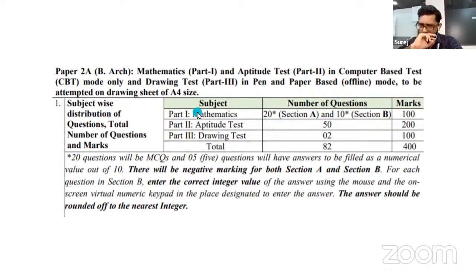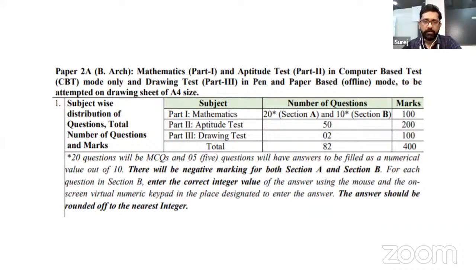Now, these are things that we had covered already. There would be 3 parts: part 1, part 2, and part 3. Part 1 would be mathematics, wherein you have 20 and 10 questions. 20 questions from section A for multiple choice questions, and 10 questions, which would be numerical value questions. Now, part 2 would be aptitude, which would include architecture awareness-based questions or non-verbal reasoning-based questions. There would be 50 of them. And part 3 would be drawing test, wherein you have 2 questions.